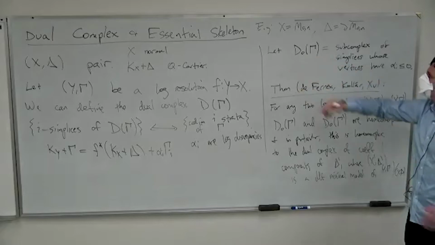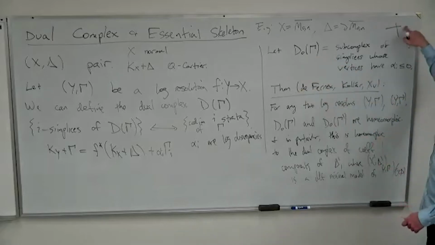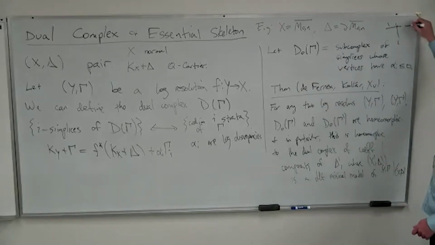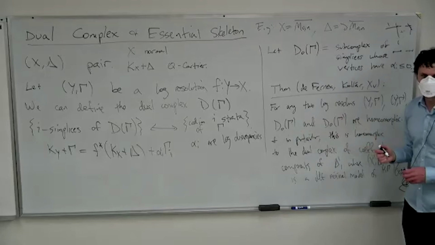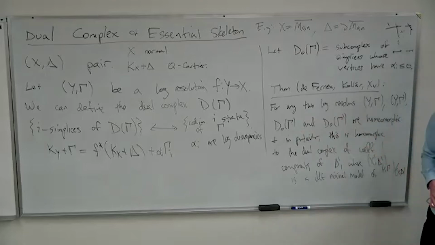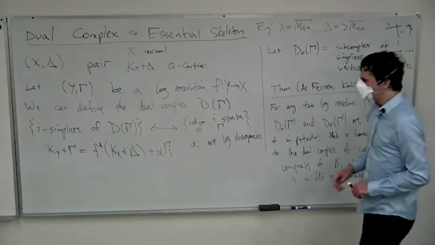The only way you're getting new stuff is like, your Delta looks like this, with coefficient 1 here and 1 here. You blow up this point, and then you have log discrepancy 0 here as well. So then you haven't changed the topology of the complex. The complex you get here is just an interval, and the blow up at this point makes you subdivide the interval. So you don't get the same combinatorial type, but you get the same topological type. Okay, yeah, good point.